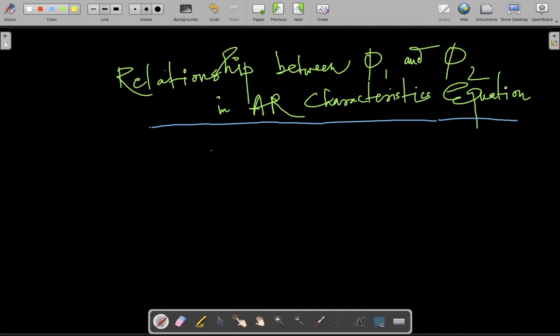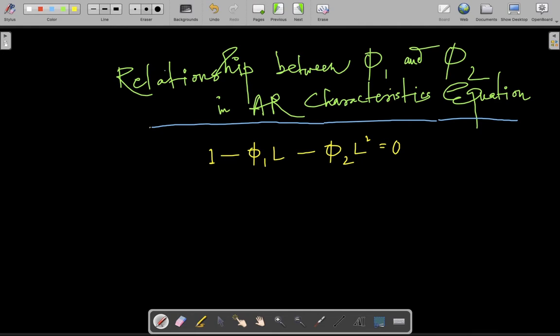So my AR characteristic polynomial equation would be 1 minus phi 1 L minus phi 2 L square equal to 0. I'm using lag form here. Now, when I convert the AR characteristic polynomial into an MA characteristic polynomial, I need to use the property of invertibility.